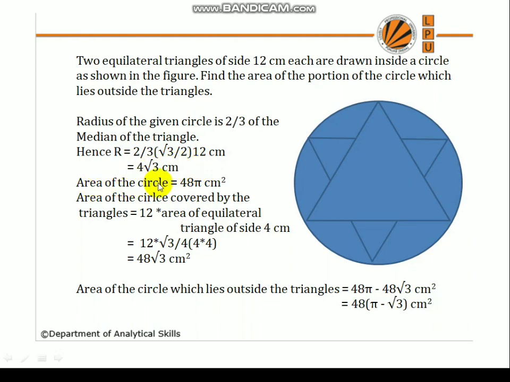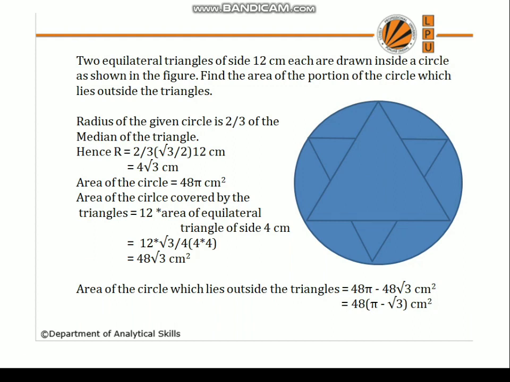Now the area of the circle is easy, pi r square. So what is r square? 16 times 3, 48. So the area of the circle is 48 pi centimeter square. So the given area of the circle is 48 pi centimeter square. Now I want to find the area of the star. Then only I can subtract the area from the circle area.